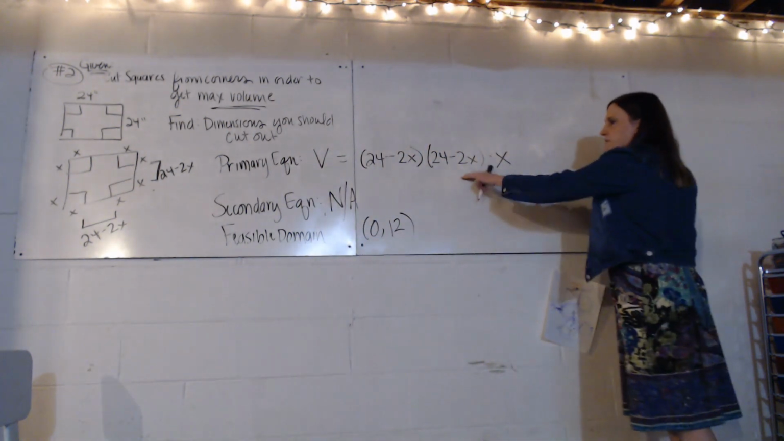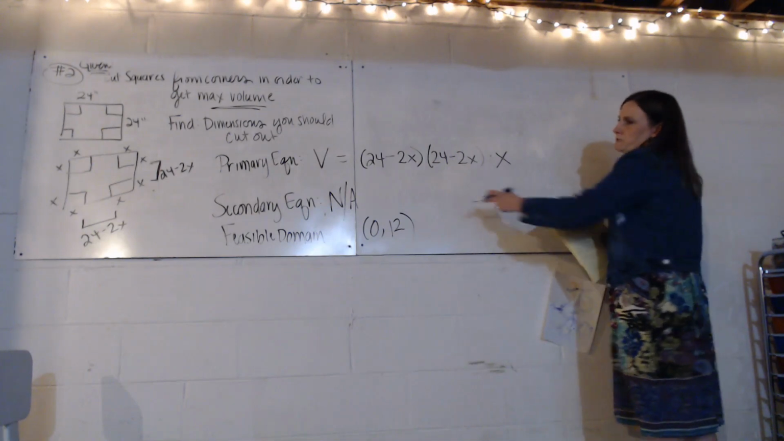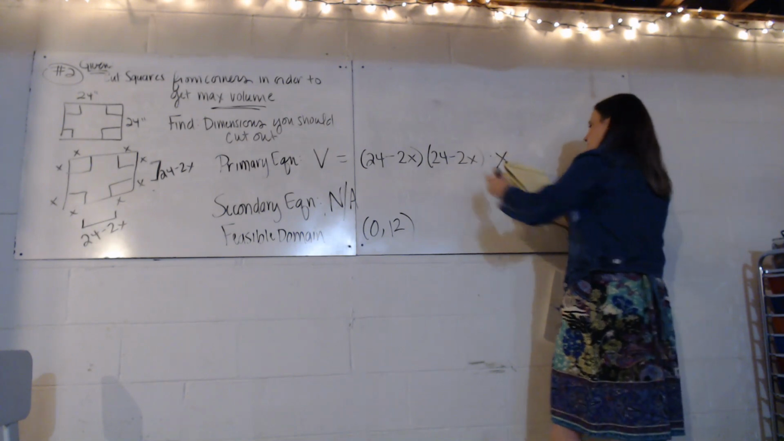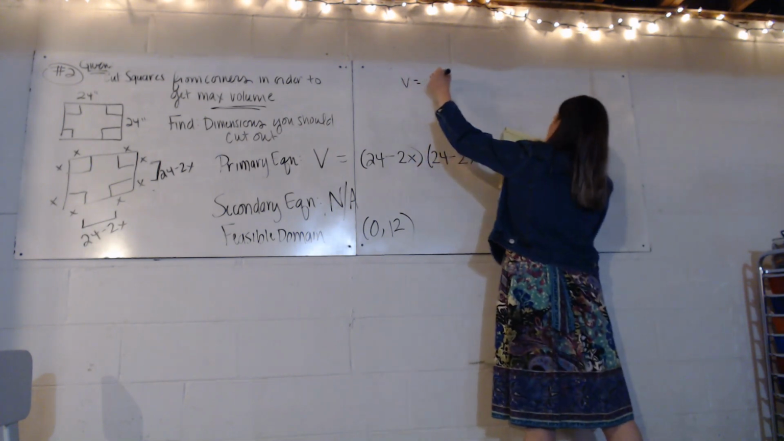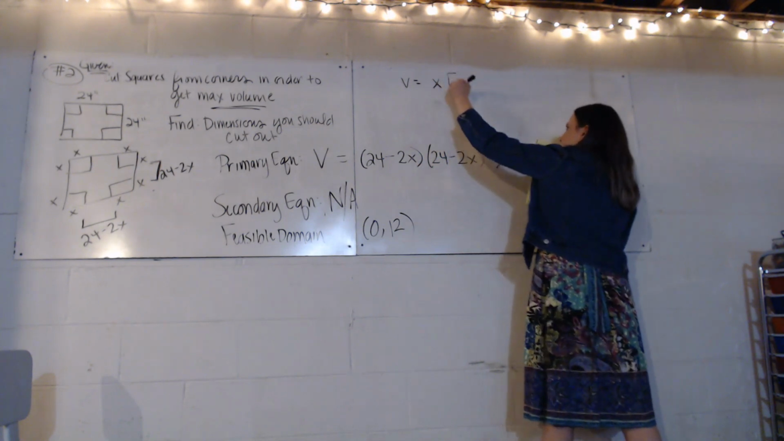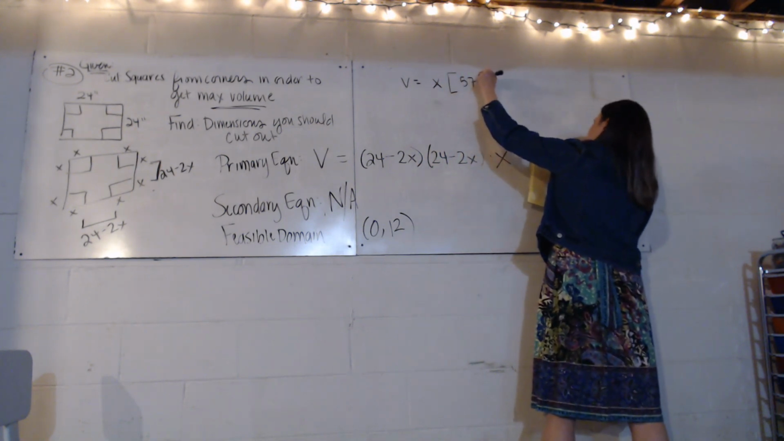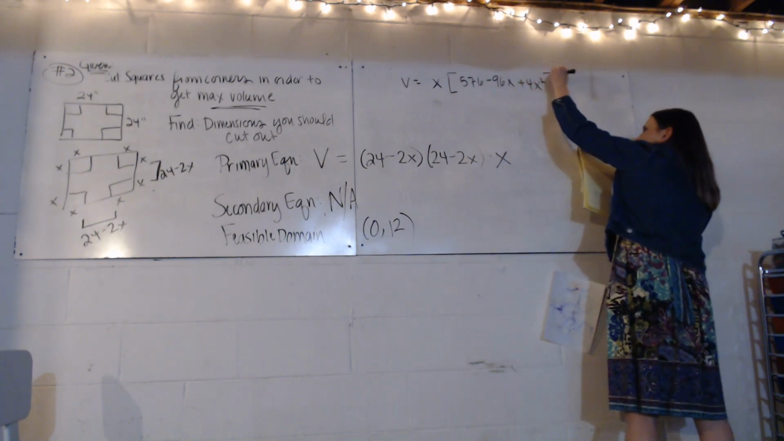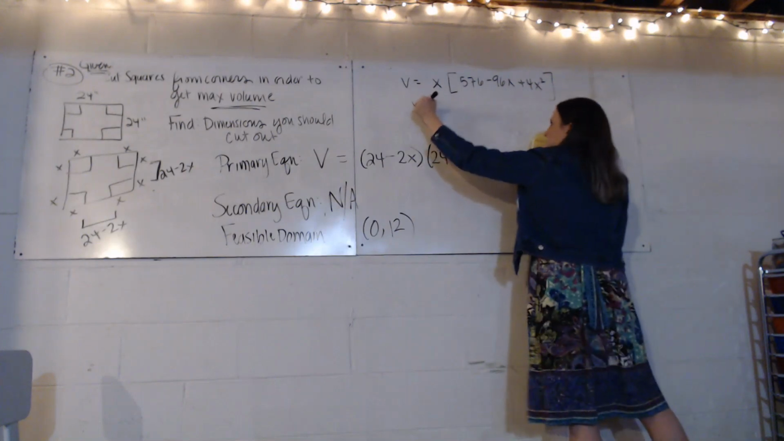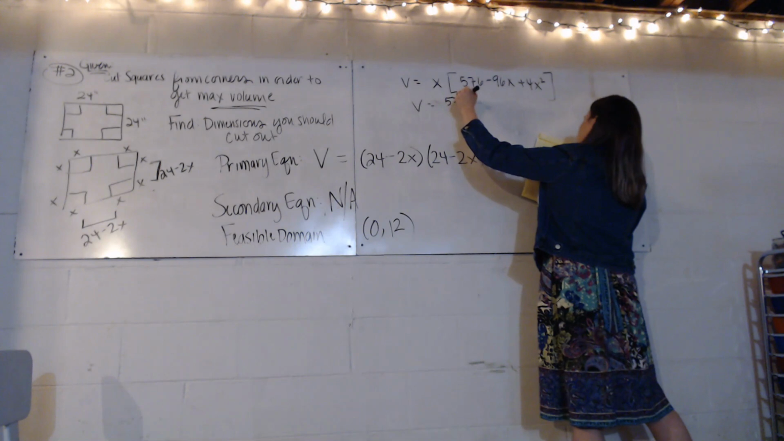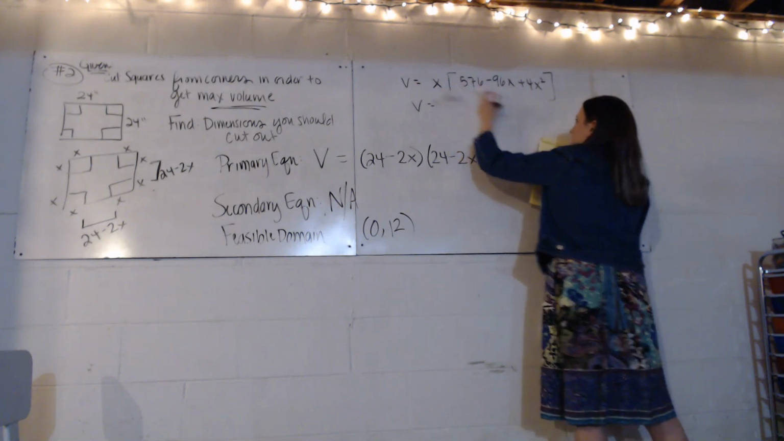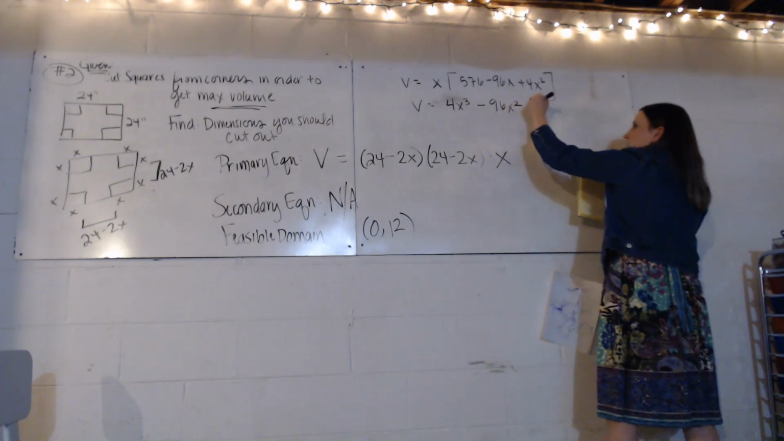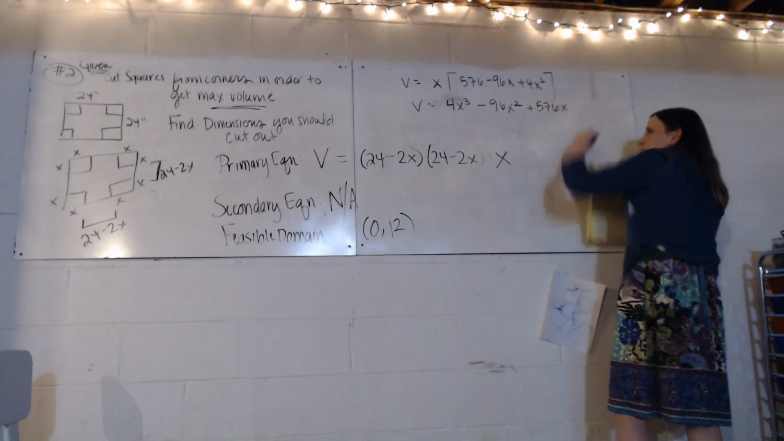Okay, so what I'm going to do is take that primary equation and clean it up. I'm just going to distribute this out. So this becomes V is equal to, I'll pull this x out in front, x times 576 minus 96x plus 4x squared. And you distribute this all out. So V is equal to, well, let's put the x cubed in the front, sorry, just because I like that: 4x cubed minus 96x squared plus 576x. Okay, so there's my equation for volume.